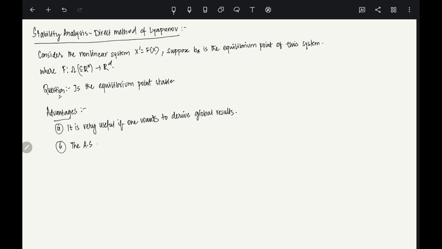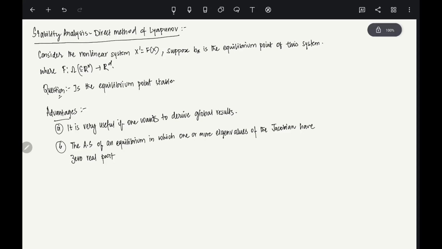Let me write it like this: asymptotic stability of an equilibrium in which one or more eigenvalues of the Jacobian have zero real part.